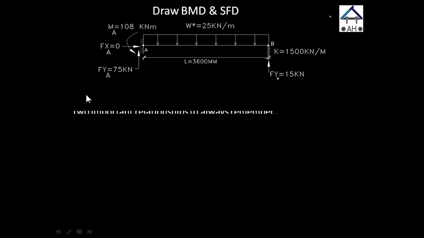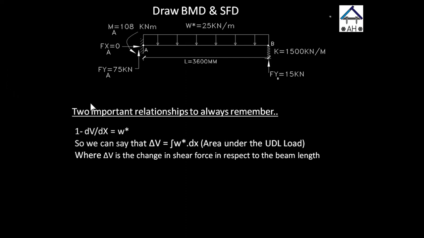The first one, the derivative of the shear force diagram, dV/dx, is the value of the distributed load, which really means that the slope of the shear force diagram is the value of the distributed load. Then from there we can say that the change in shear force, delta V, in respect to the length of the beam, is the area under the distributed load. So delta V is the integration of w, the load, times dx.